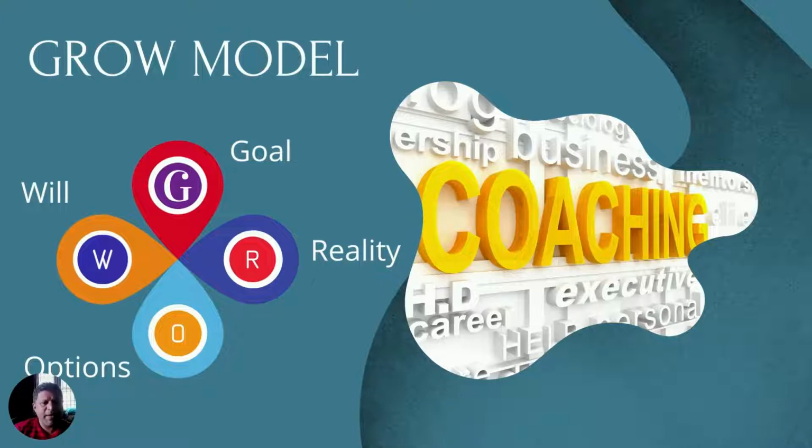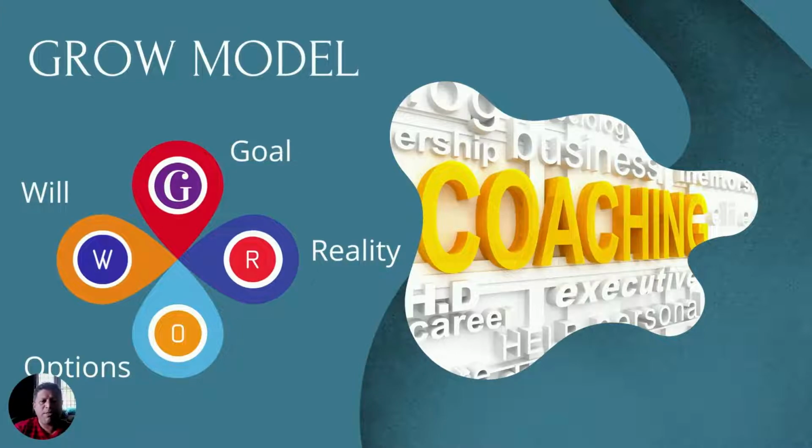Then relevant. It should be relevant to who you are and who you want to be, right? That is also important. And time bound: what is the duration within which you are looking to accomplish those goals? So goal definition is where we start within a GROW model.